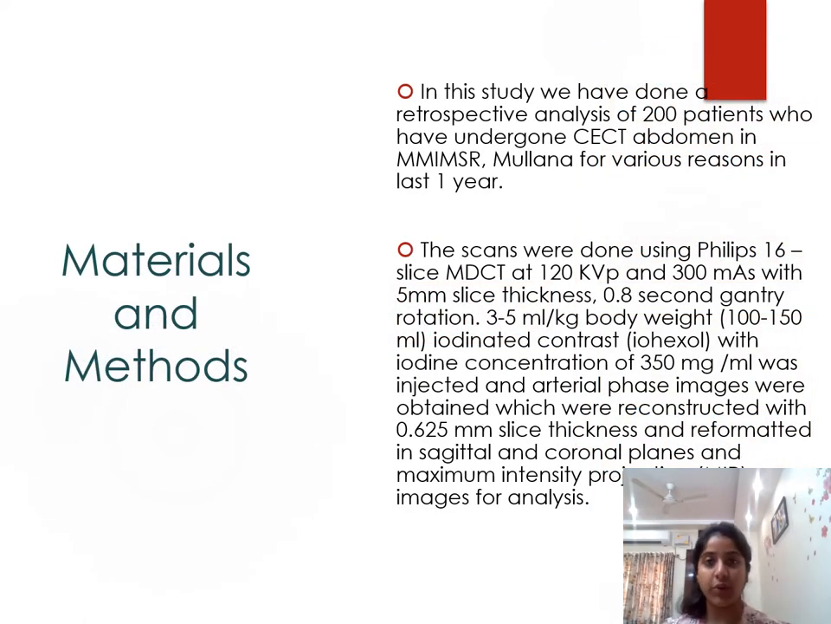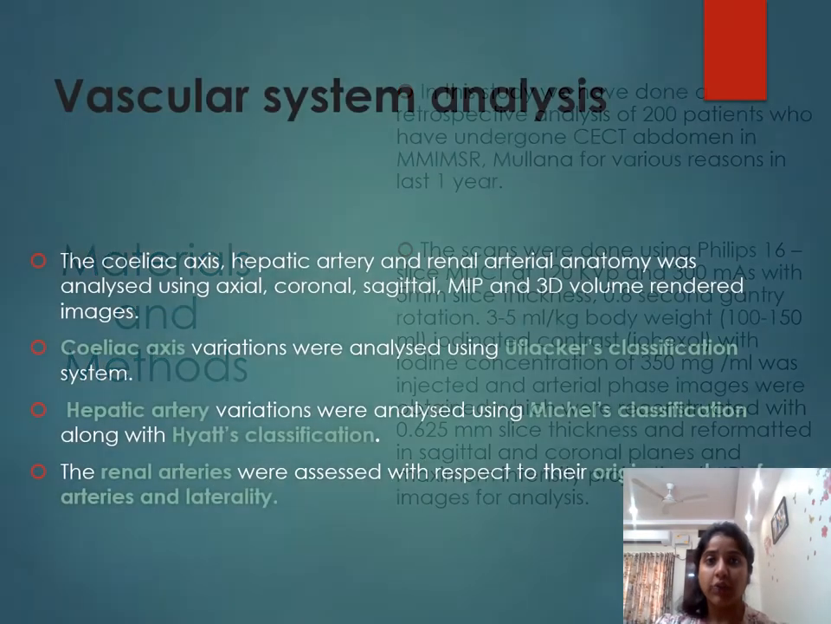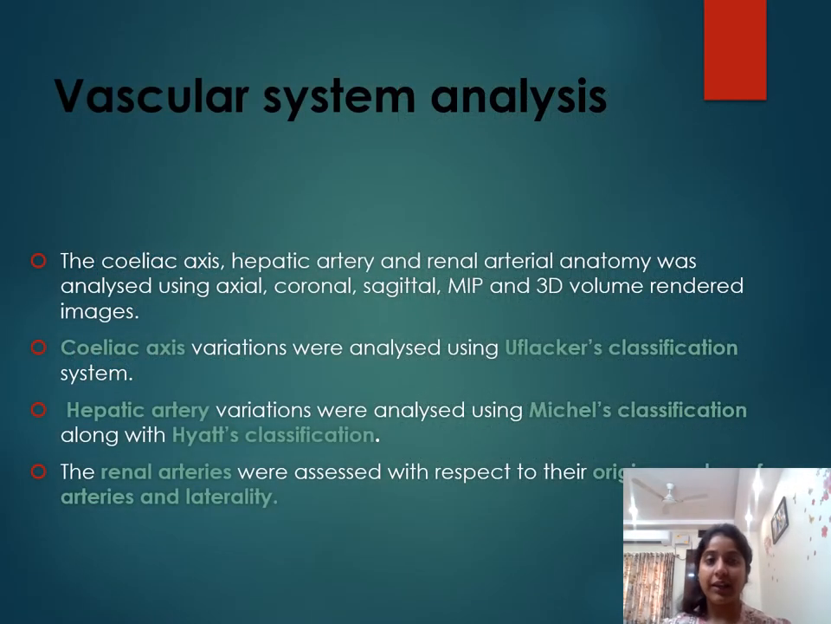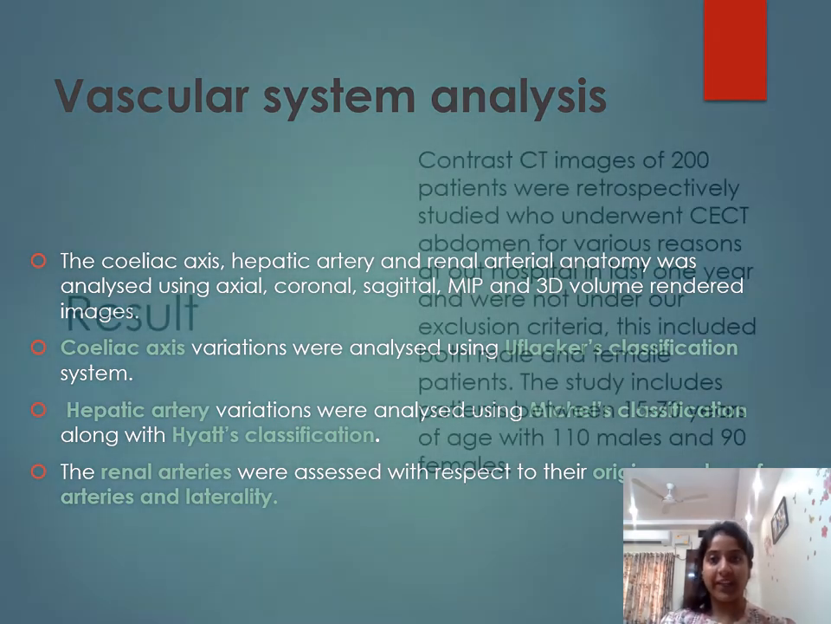In the methods, I have done a retrospective analysis of 200 patients who have undergone contrast-enhanced CT abdomen in Maharshi Markandeshwar Institute of Medical Science for various reasons in the last 1 year. The vascular system analysis was done. The celiac axis, hepatic artery, and renal arterial anatomy were analyzed using axial, coronal, sagittal, MIP, and 3D volume rendered images. Celiac axis variations were analyzed using the Uflacker classification system. Hepatic artery variations were analyzed using the Michel classification along with the Hiatt classification. The renal arteries were assessed with respect to their origin, the number of arteries, and laterality. So the results were obtained.